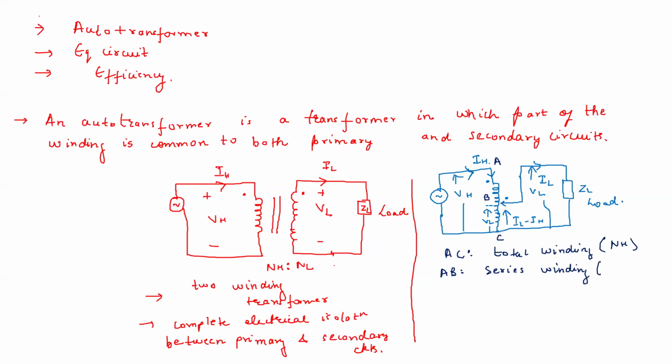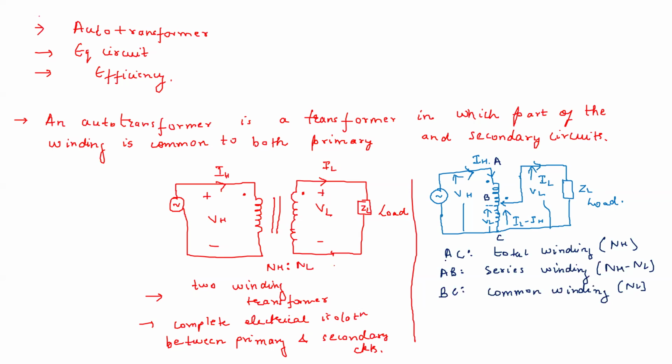Because here you see this whole VH is coming across NH and VL is coming across NL, so this remaining portion AB is having NH minus NL number of turns. Then BC is called the common winding, which is common to both the primary and secondary circuits. So this is having NL number of turns from the diagram which I have drawn here. Okay, so this is the thing.